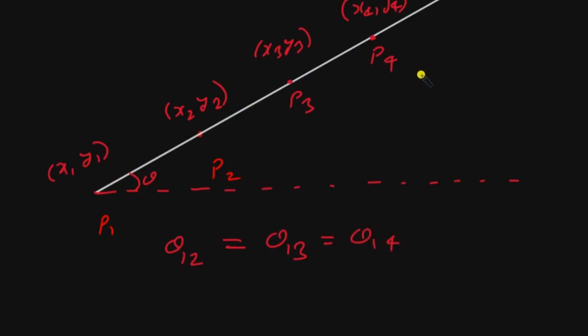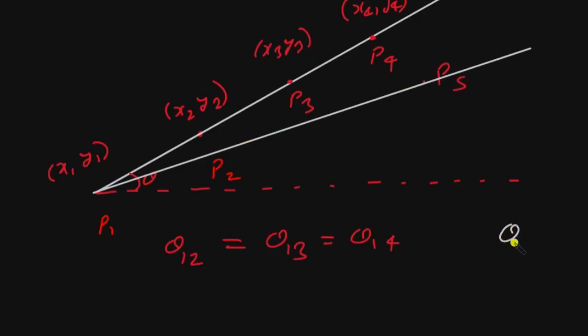Now suppose we have one more point, that is P5. Clearly we can see that the slope of the line joining point 1 and 5 is not equal to all the other values, because it will be something like this. We can call it theta dash. So what we can infer from that is, if the slope of all the points from the first point is the same, then they all lie on the same line, otherwise they don't.